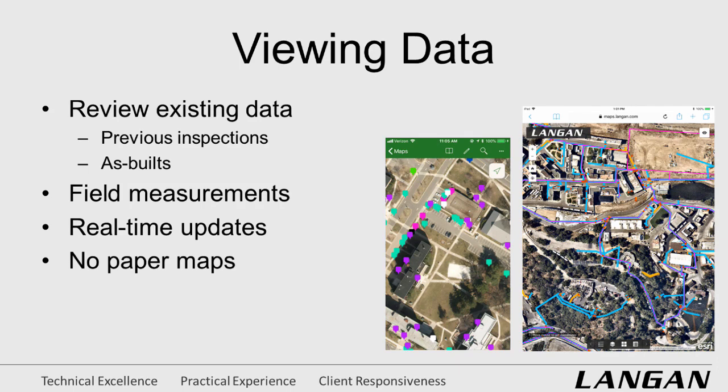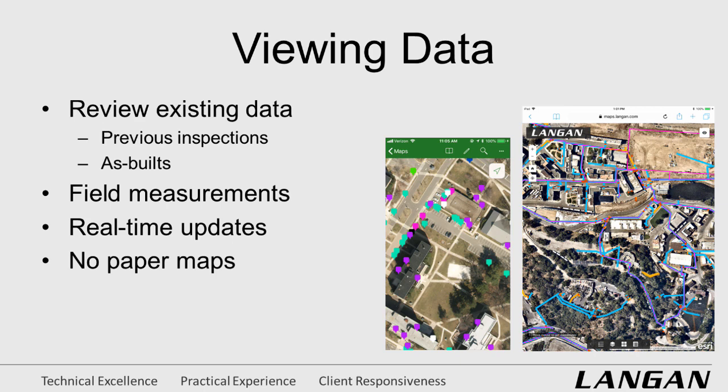This is on an iPad here, just viewing all of the utilities on a campus. They can click on each utility line, pull up all the attribute information with it, and they can turn different utilities on and off so they're not seeing everything at once. It gets to be a little bit of a jumbled mess when there's 12 different utilities running down the street.